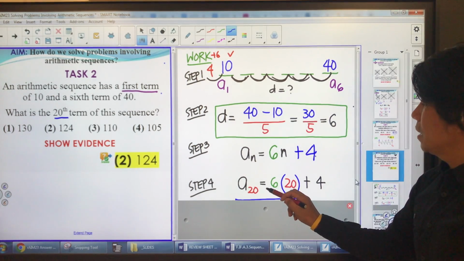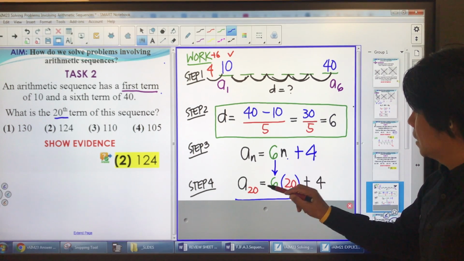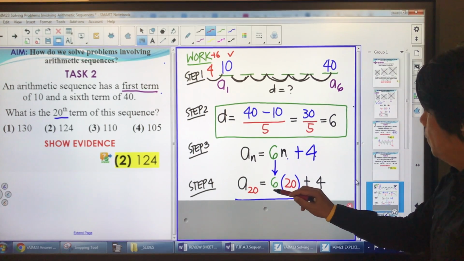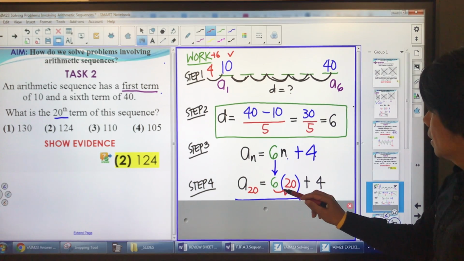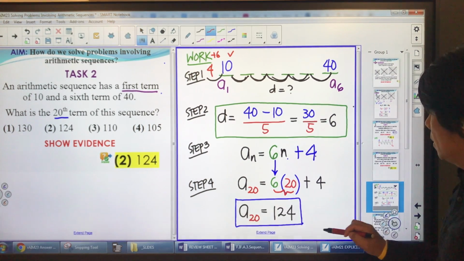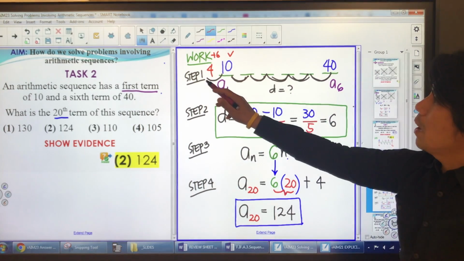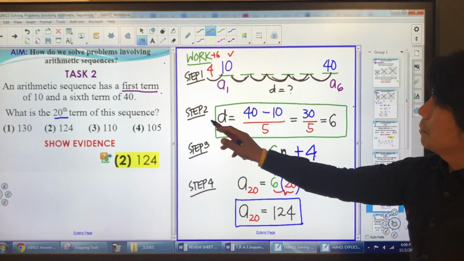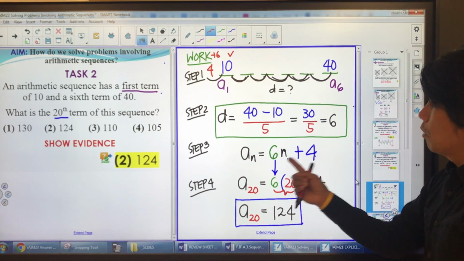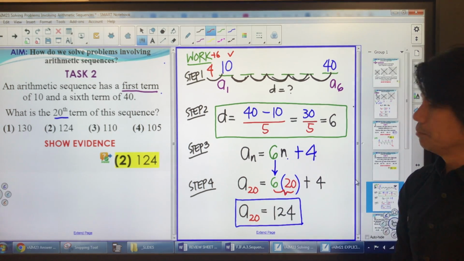So a sub 20 equals 6, you bring that down. N is 20 plus 4, right? And if you multiply this, that's 6 times 20, 120 plus 4, and you'll end up with 124. Again, step 1, you set it up. Step 2, find a common difference. Step 3, find a formula. Step 4, substitute and find the nth term.